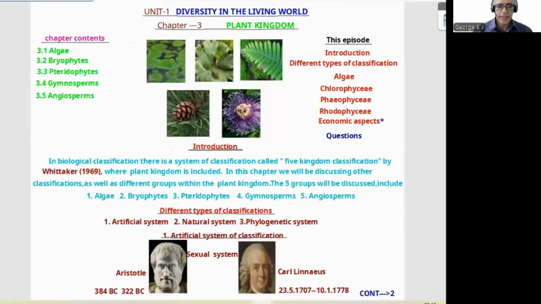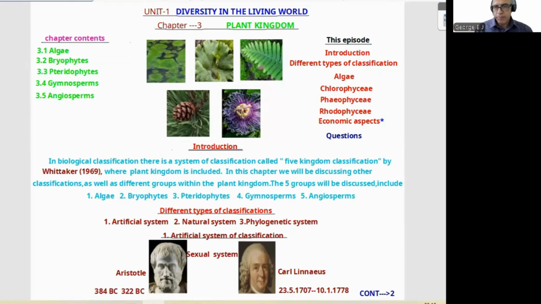I think the screen came. So we can proceed. This is Unit 1, Diversity in the Living World, of which we will be discussing Chapter 3, Plant Kingdom. And what all things will we be learning in this chapter? 5 groups of plants: algae, bryophyte, pteridophyte, gymnosperm, angiosperm.